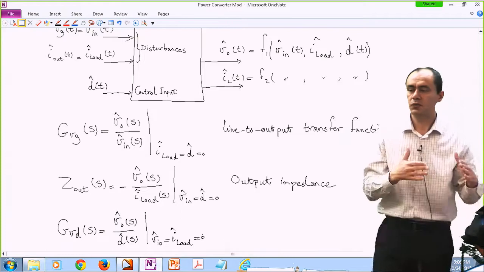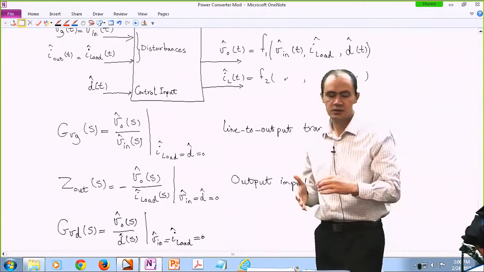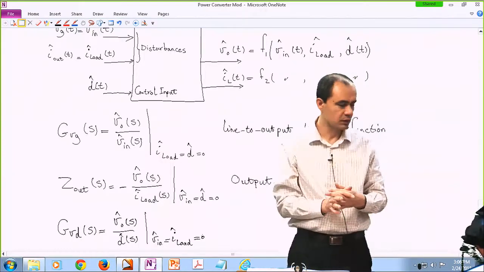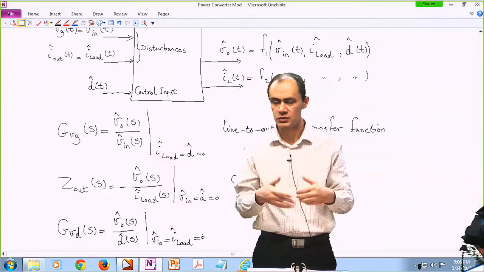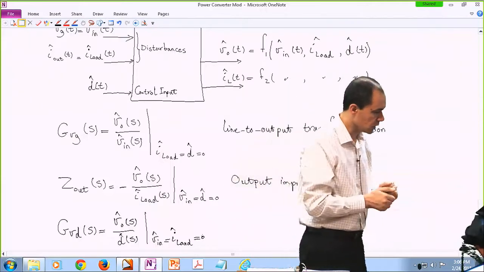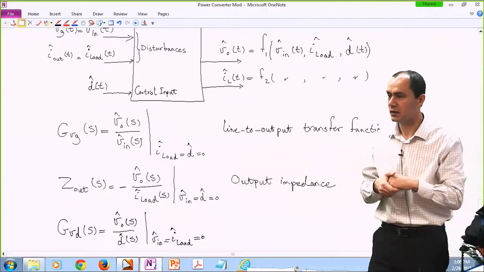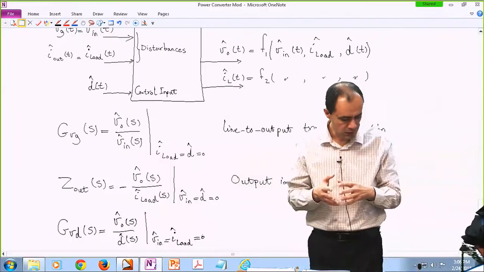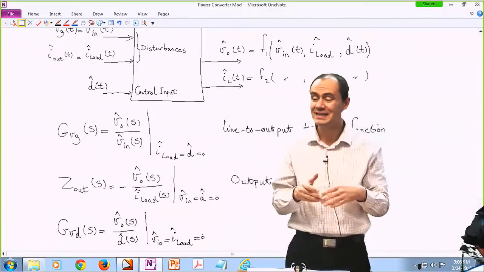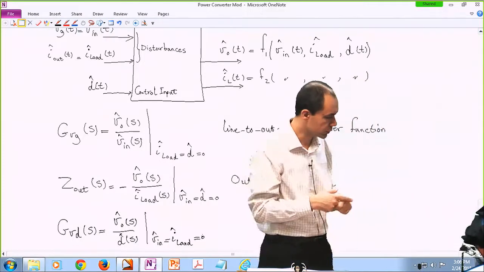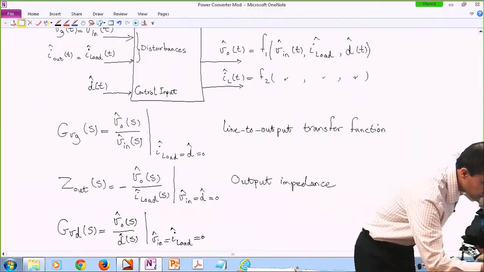So we keep the input voltage constant, the load constant, only perturb the duty cycle, and see what happens in terms of perturbations in the output voltage. So these notations are standard. GVG, you have to remember what it is: line to output transfer function. GVD is control to output transfer function. Let me write it over here.